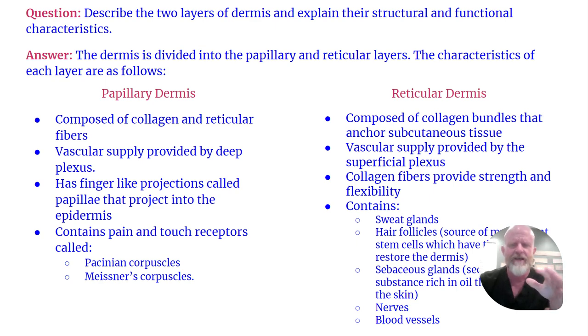So, the papillary dermis is composed of collagen and reticular fibers. The vascular supply is from the deep plexus. Ironically, the reticular dermis, which is below, is actually supplied by the superficial plexus. And the papillary dermis contains pain and touch receptors, so Meissner's corpuscles or Pacinian corpuscles. So basically, I would remember pain and touch, papillary dermis, rete ridges, papillary dermis. Reticular dermis is where you've got the sweat glands, hair follicles, blood vessels, nerves, if that makes sense. The reticular dermis is going to be the thicker of the two.